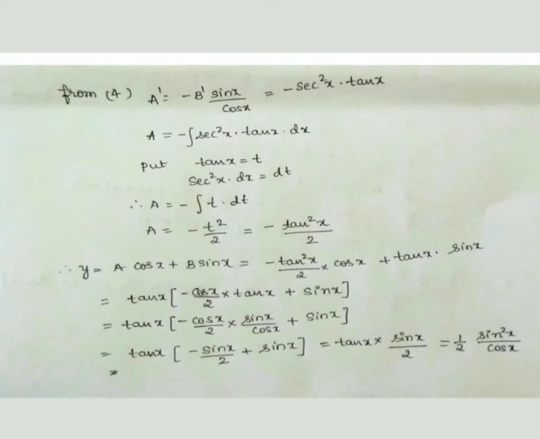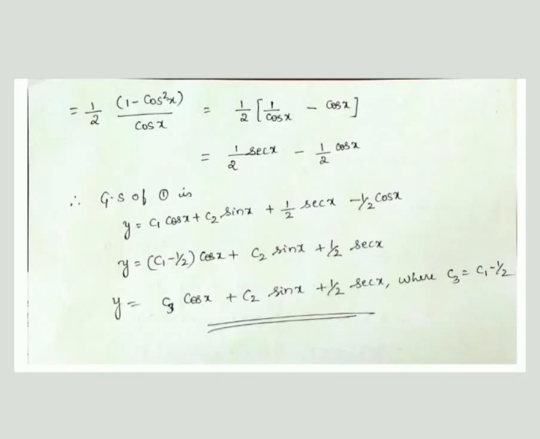So again tan x into minus sin x by 2 plus sin x, that gives sin x by 2. Therefore tan x into sin x by 2, so that is half into sin square x by cos x, because tan x value is sin x by cos x. Now we can simplify further: half into sin square x can be written as 1 minus cos square x, divided by cos x.